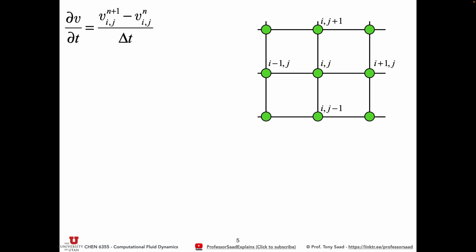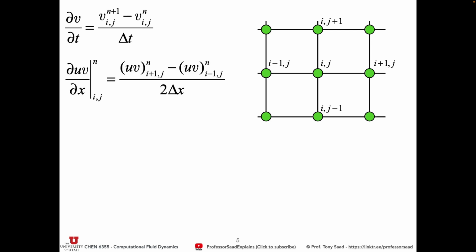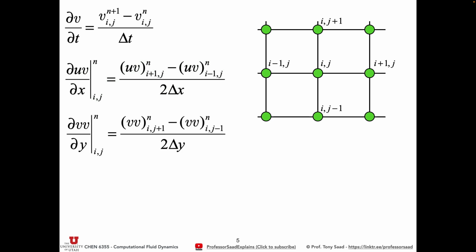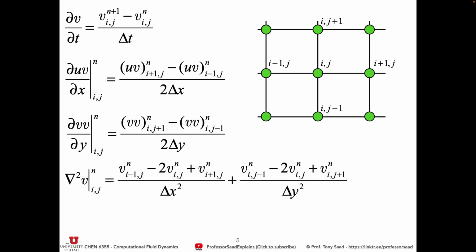Time derivative, v^(n+1) minus v^n over delta t. First advection term, with the u velocity, you have u times v_{i+1} minus v_{i-1} over 2 delta x, and then v times the advection in v, v_{j+1} minus v_{j-1} over 2 delta y, right? You're just approximating these derivatives as centered derivatives. These are all order delta x squared.